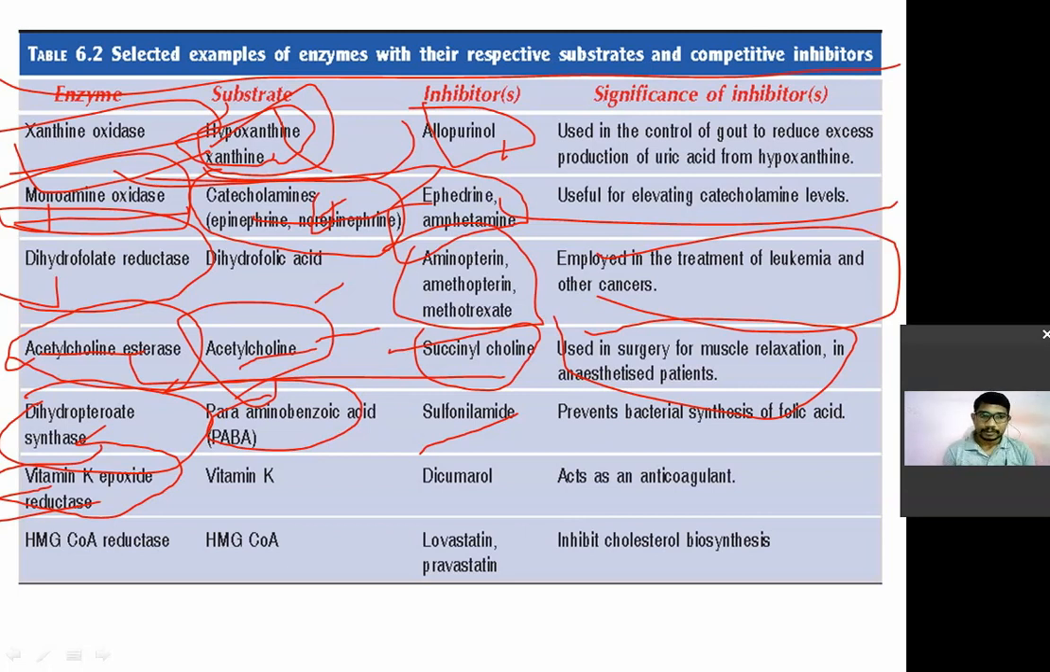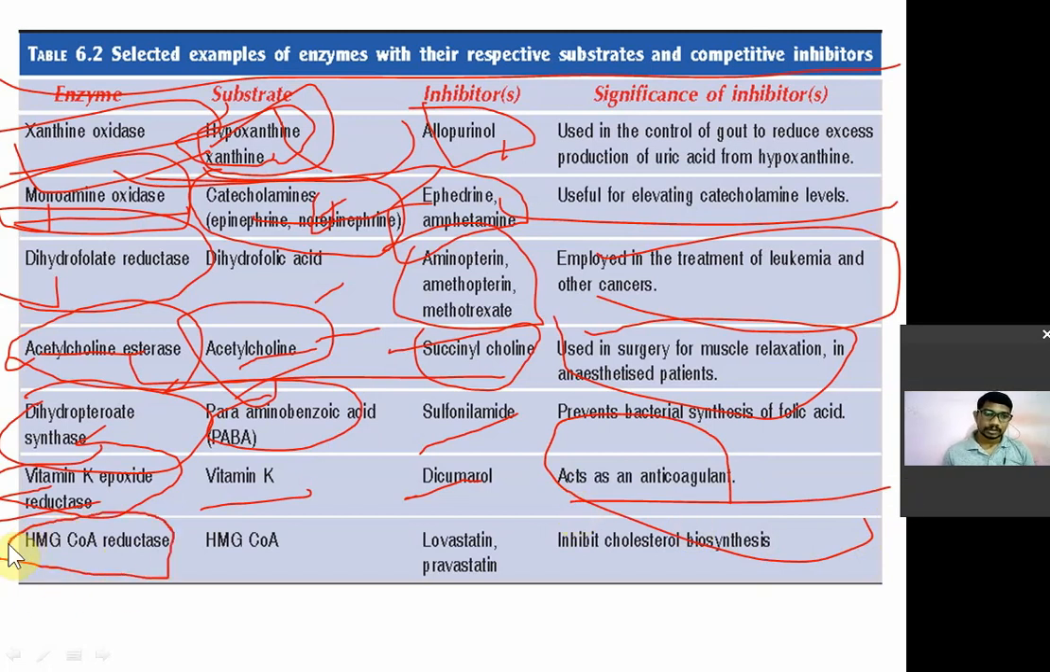उसके activation के लिए ये enzyme लगता है. Vitamin K epoxide reductase. उसका substrate क्या है? Vitamin K. Vitamin K is the substrate. और उसका inhibitor कौन है? Dicoumarol. Dicoumarol inhibits the vitamin K epoxide reductase and prevents the activation of blood clotting factors, and that's why it acts as an anticoagulant. ये आपने देखा है already when we were discussing the anticoagulant.